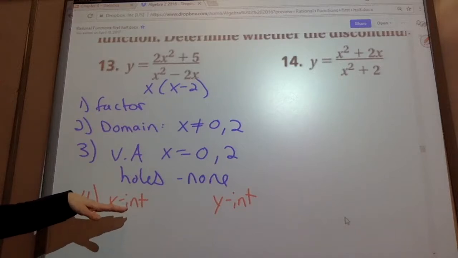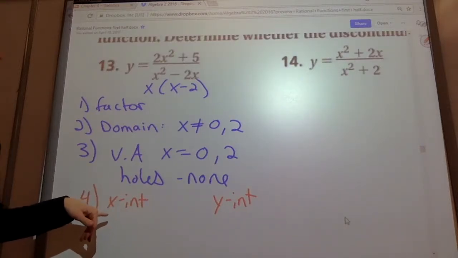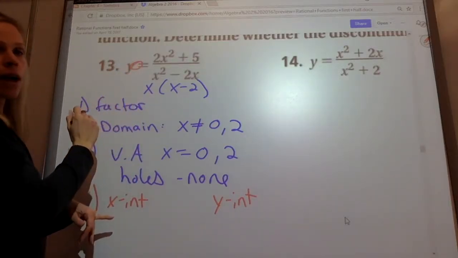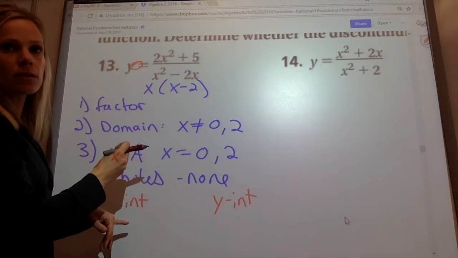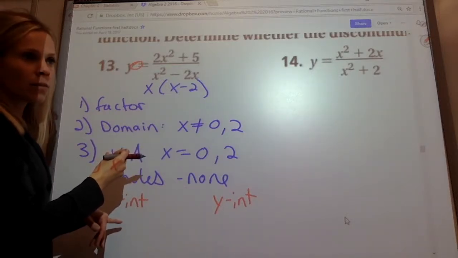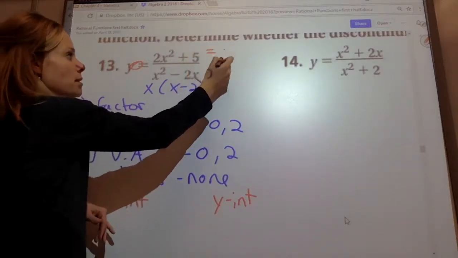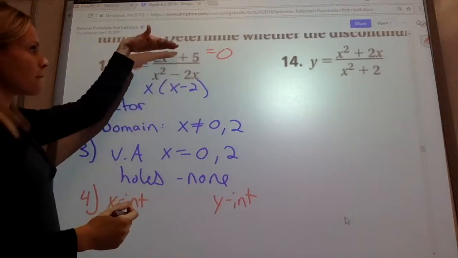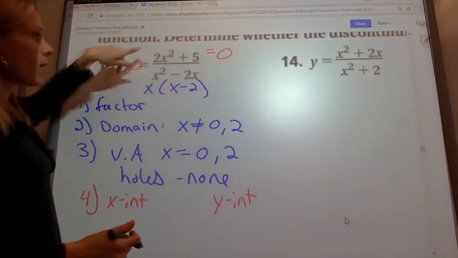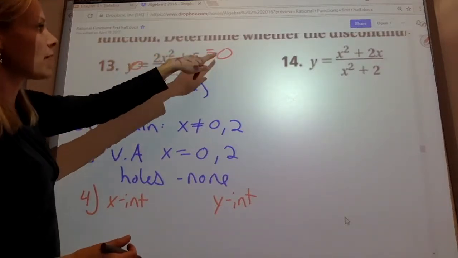Okay. X-intercept, if you remember or look in your notes, is when y is 0. So if I want this to be 0, how do I get a fraction to equal 0? What makes a fraction equal 0? If the top is 0. If the top is 0, 0 divided by anything is 0. So now I look at the top. Is there an x value that I can sub in and add 5 to equal 0?